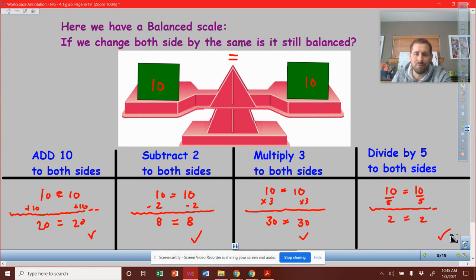So what you've learned through this process is it doesn't matter what operation, addition, subtraction, multiply, or divide, as long as you do the same thing to both sides, it's always equal. Something to keep in mind, can I add 10 to one side and subtract 10 from the other side and expect that to be equal? No. They have the same number, 10 and 10, but one was added, one was subtracted. That's not the same. So you always have to do the same thing to one side of the equal sign that you're going to do to the other side of the equal sign.